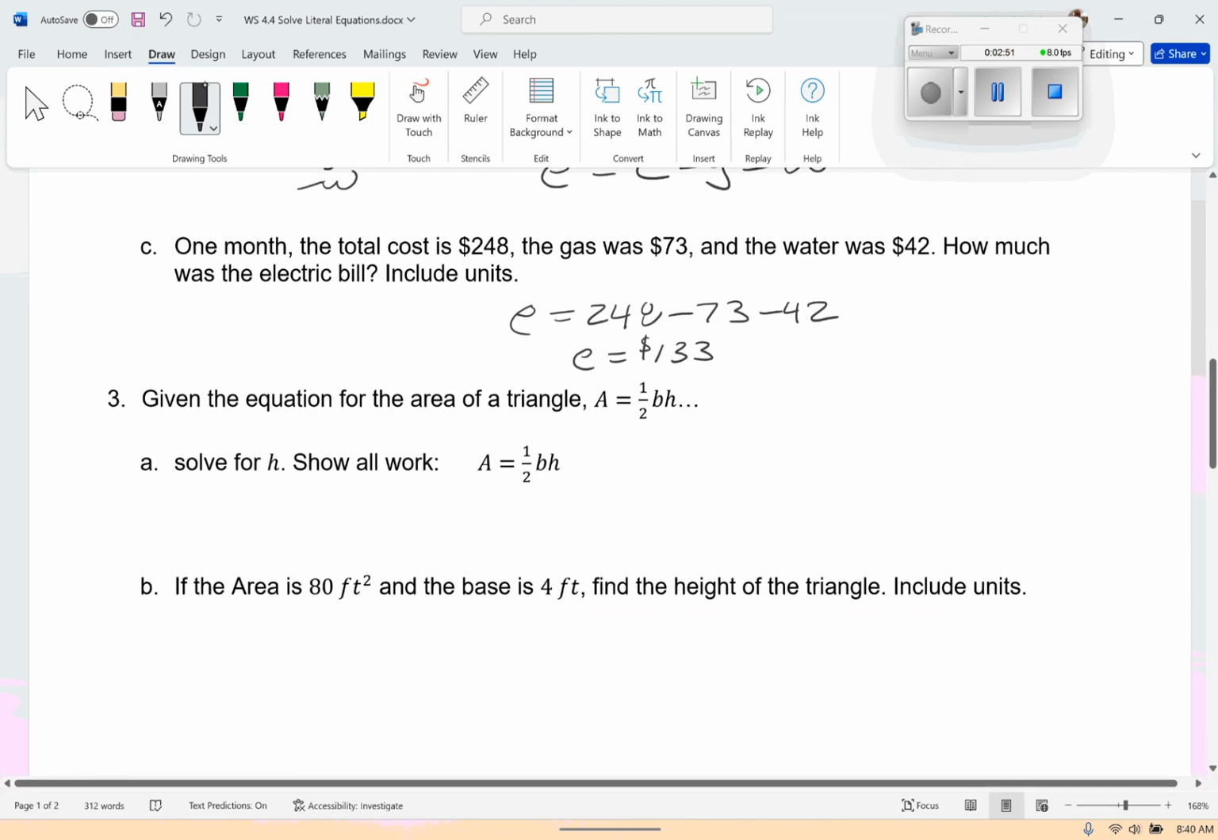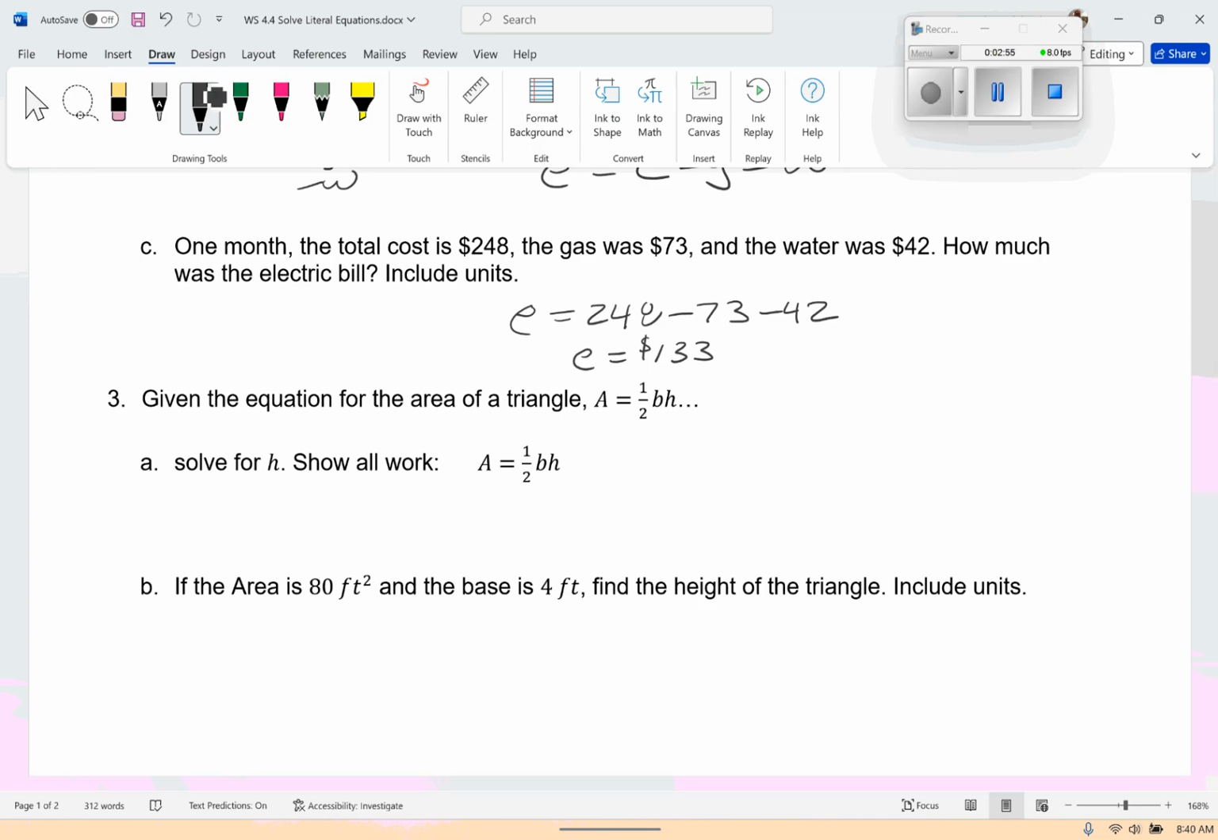Number 3 says the equation for area of a triangle is area equals 1/2 base times height. We want to solve this for h. So what I'm going to do first, I'm going to multiply both sides by 2, and those cancel. So I get 2A equals bh. I want to get h by itself. b and h are being multiplied together, so I'm going to divide both sides by b. Those cancel out, so h equals 2A over b.